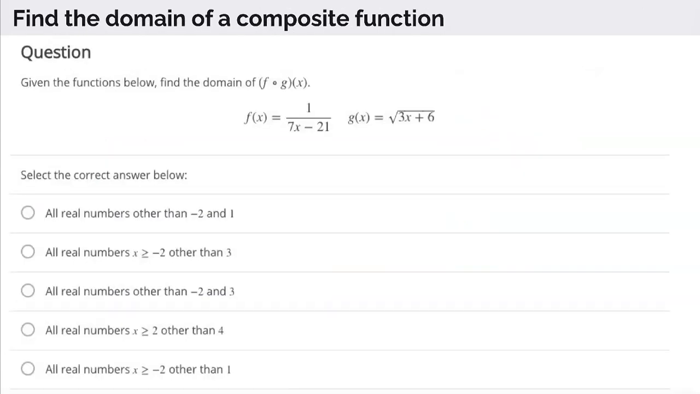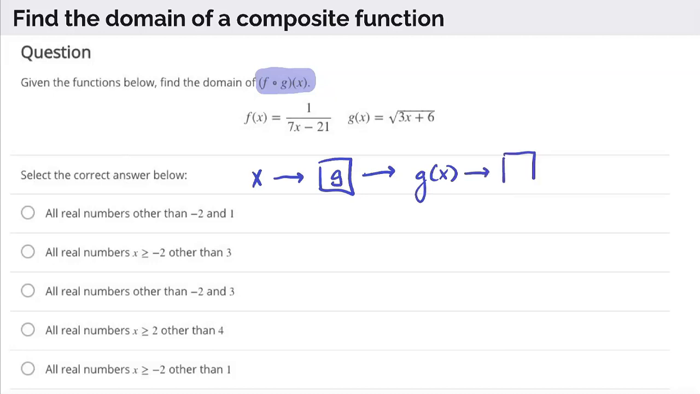Okay, so now let's talk about these domain problems. With the domain of a composition, the reason it's tricky is because remember that when we find f of g of x, that means we're applying the two functions in sequence. In this case, we would be taking the x and plugging it into the g function first, then taking that result and plugging it into the f function. And then finally on the other side, we get our output of the composition.